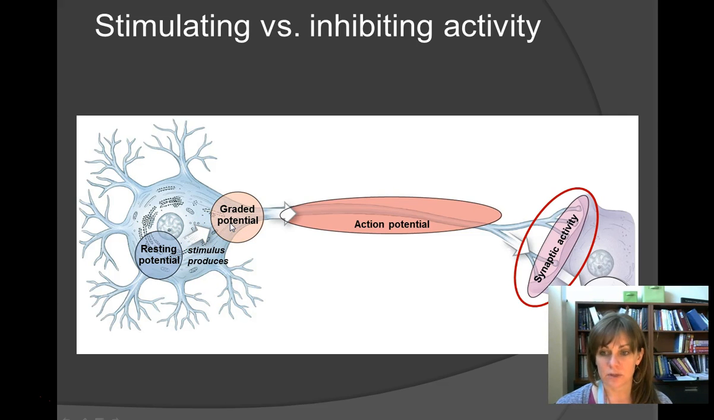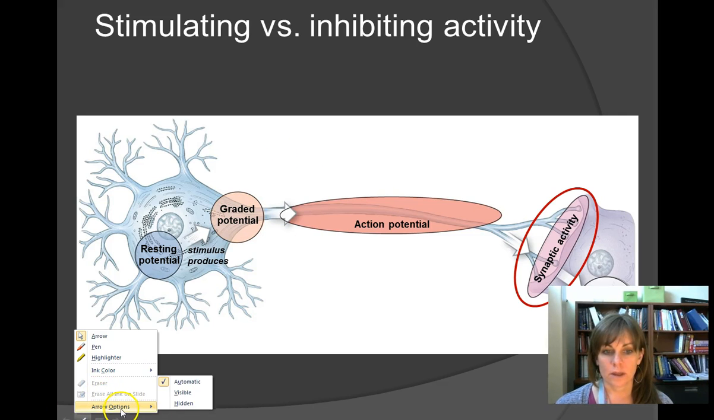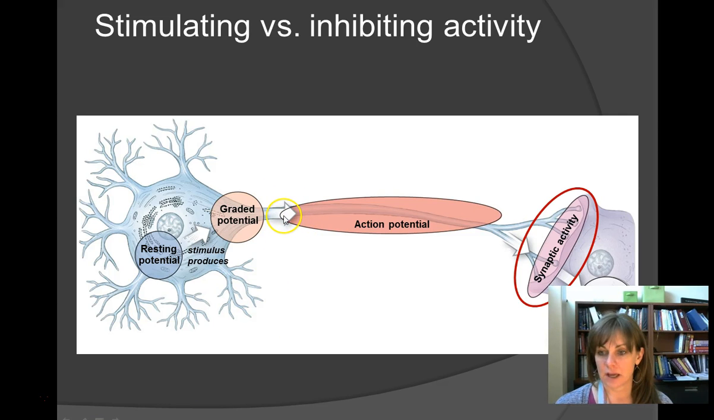If it's strong enough and we reach threshold, we trigger an action potential within the initial segment of the axon that will propagate down the entire length of the axon until we reach the end, and then it is through the synapse and the activity there that we transfer the signal from one neuron to another. Now, it turns out that sometimes we may want to stimulate this postsynaptic neuron, and sometimes we may want to inhibit it.